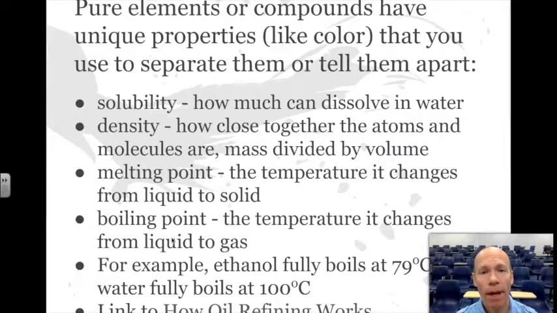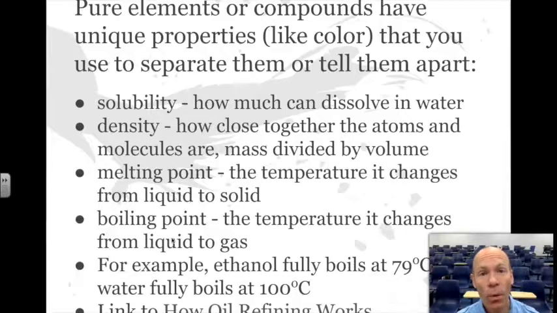Pure elements or compounds have unique properties, like their color, that you can use to separate them or to tell them apart. Color is maybe not the best way to tell, but some of these other ones are unique properties like solubility, how much of the material can dissolve in water, the density or how close together the molecules and atoms are packed together in that material. We can calculate that by mass divided by volume.